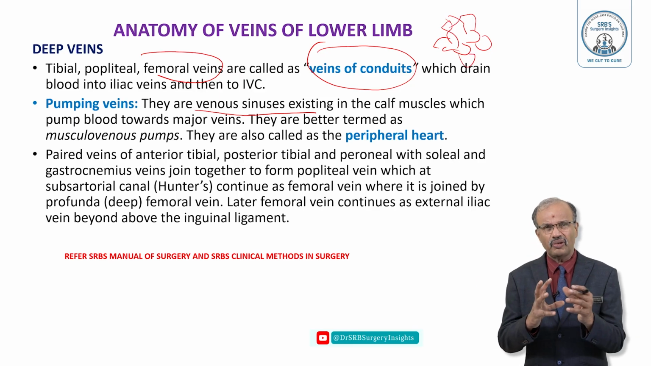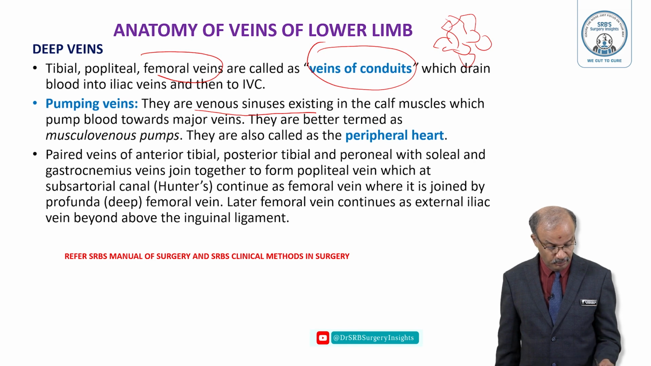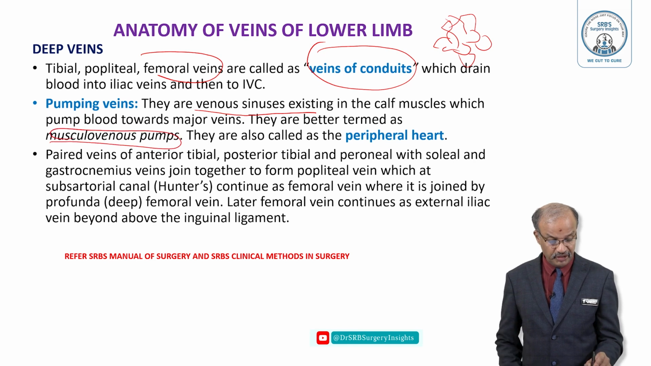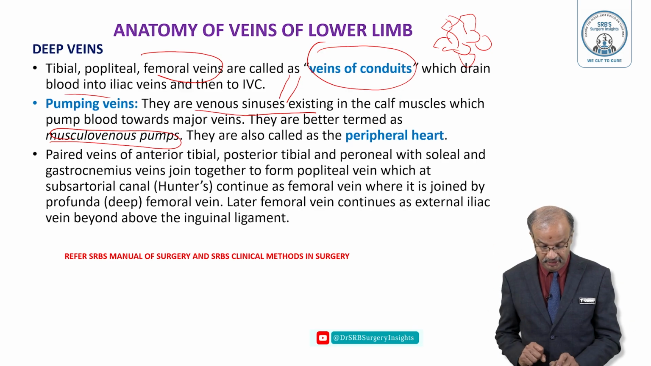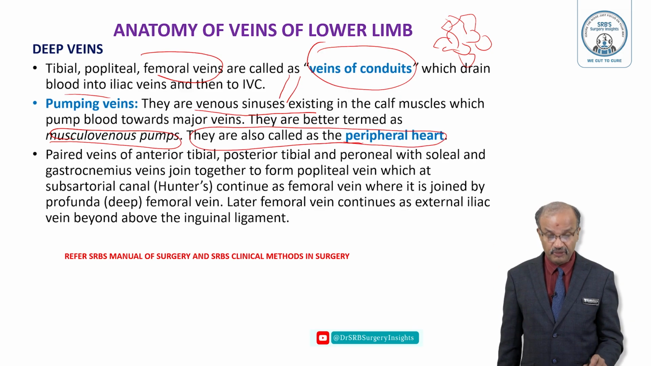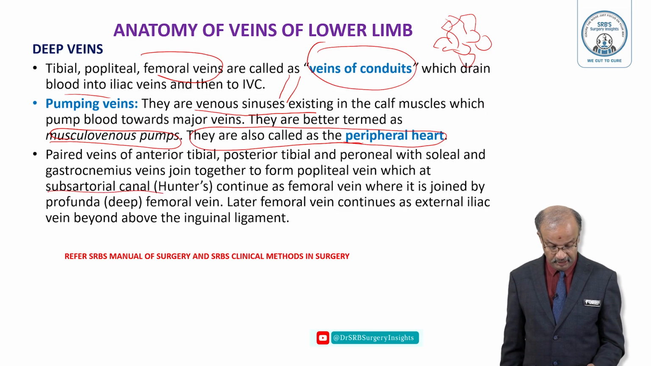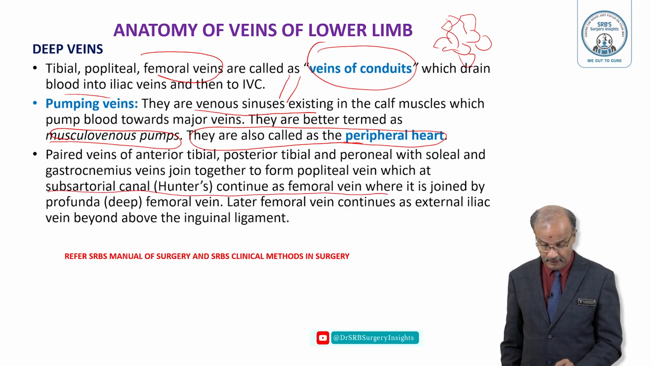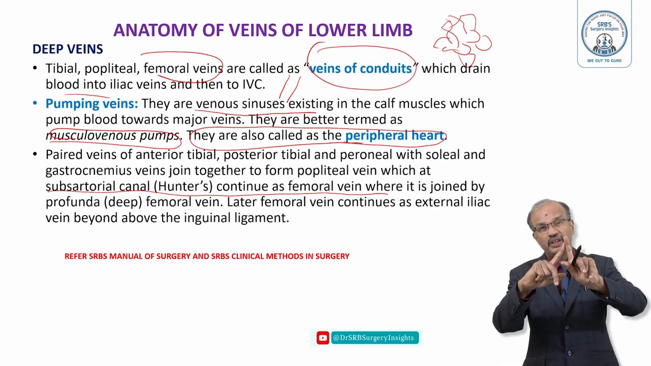So those are pumping veins actually. Musculovenous pumps is a better term. These are clean-cut veins like this. They are sinuses, so they are called the peripheral heart anatomically. And paired veins, I am not going to detail the anatomy: anterior tibial, posterior tibial, peroneal, soleal, and gastrocnemius veins eventually form the popliteal vein. Then it passes through the subsartorial canal as the femoral vein. And then the profunda femoris joins the superficial femoral vein like this.